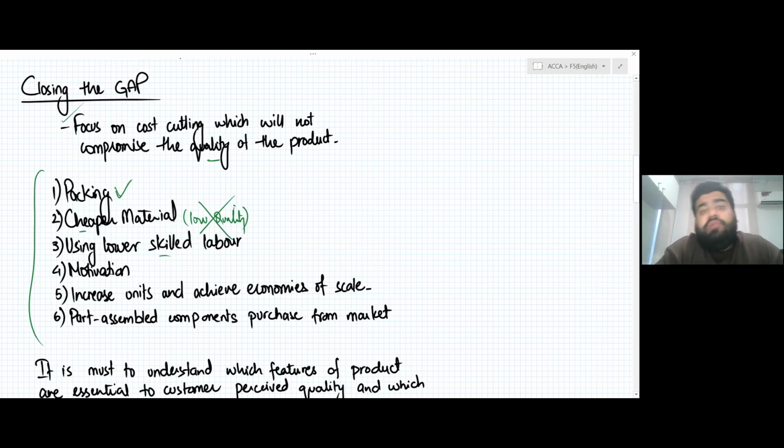Using lower skilled labor: if you think semi skilled labor can help you make the same product as you are making now with skilled labor, you can shift to semi skilled. Obviously giving them a lower rate will cut your cost without affecting the quality. Motivation and training is a very important point for employees. Always motivate employees. You can give them training and classes on how they can control the cost, and motivate them to not waste the material. Obviously wastage of material is also a cost of the product. So focus on the motivation of the employees.